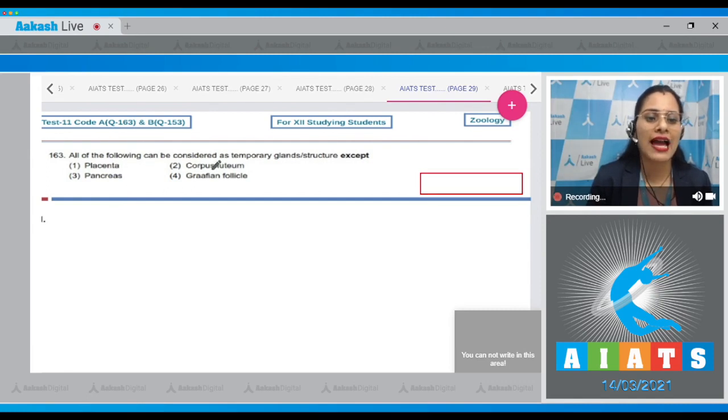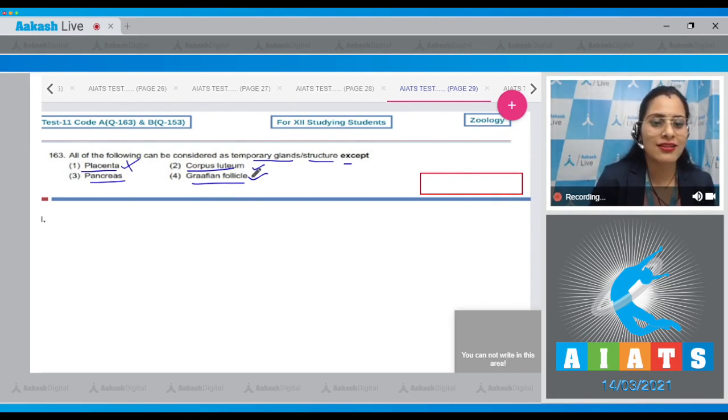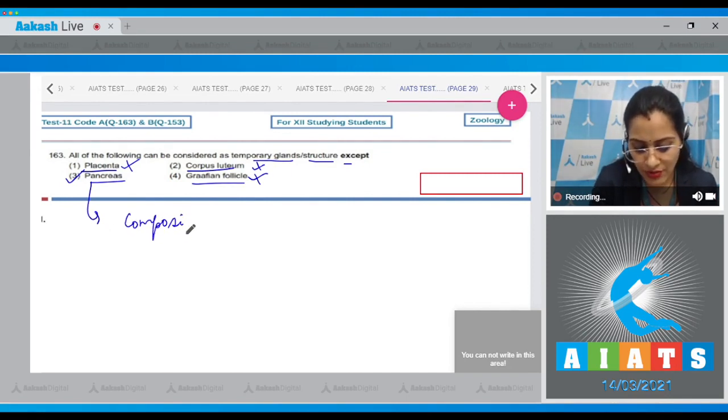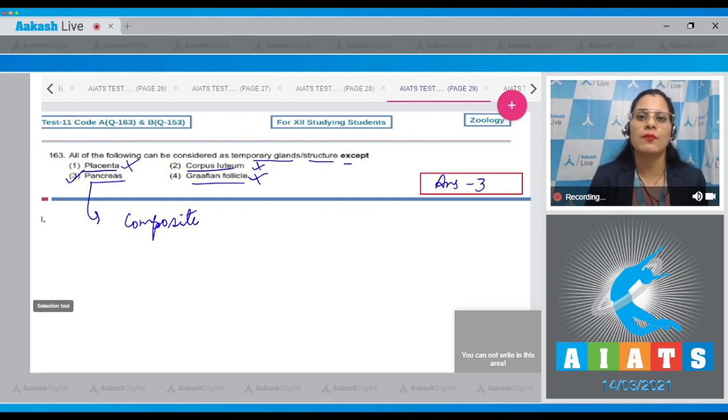All of the following can be considered as temporary glands or structures except. Options given are placenta, corpus luteum, pancreas, Graafian follicle. Options 1, 2 and 4, that is placenta, corpus luteum and Graafian follicle, are considered as temporary glands or structures. So these cannot be the correct answer. Whereas option number 3, pancreas, which is a composite gland or a heterocrine gland, is not a temporary gland. So this is a correct answer to our question, which is option number 3.